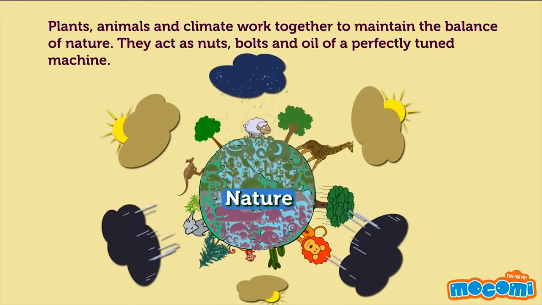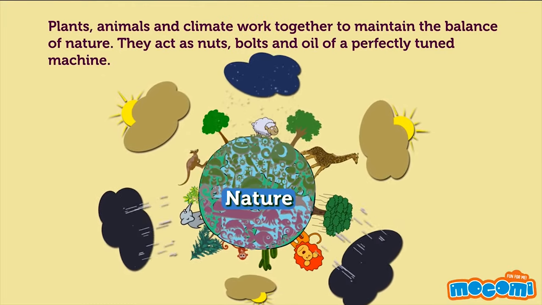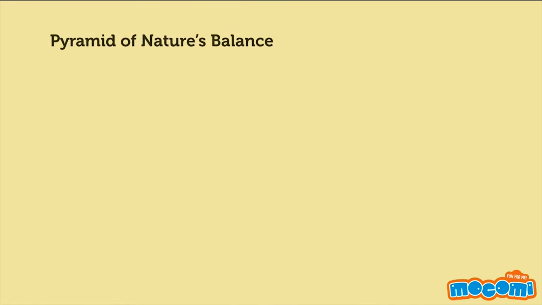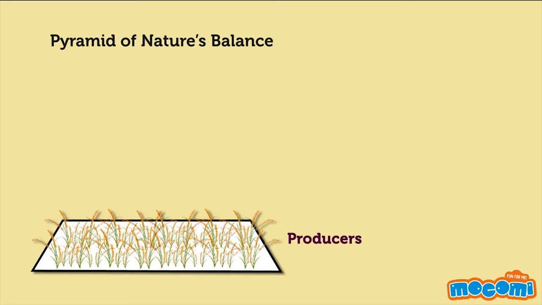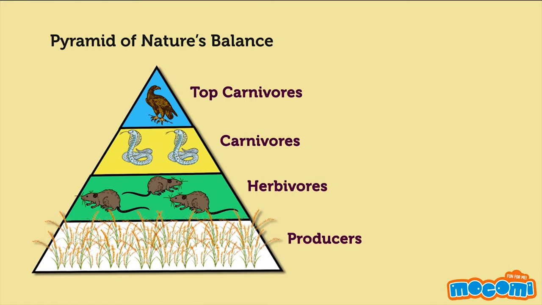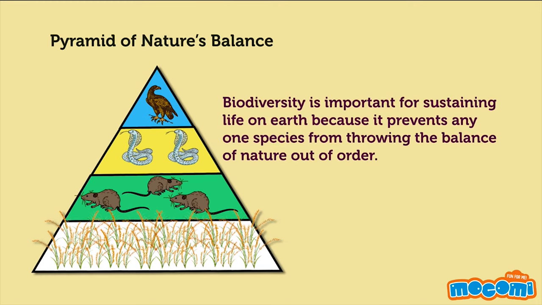Plants, animals, and climate work together to maintain the balance of nature. They act as nuts, bolts, and oil of a perfectly tuned machine. The pyramid of nature's balance. Biodiversity is important for sustaining life on Earth because it prevents any one species from throwing the balance of nature out of order.